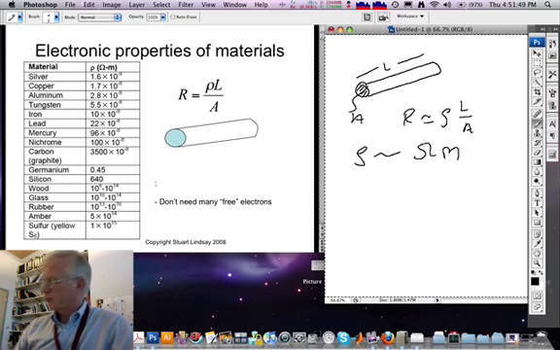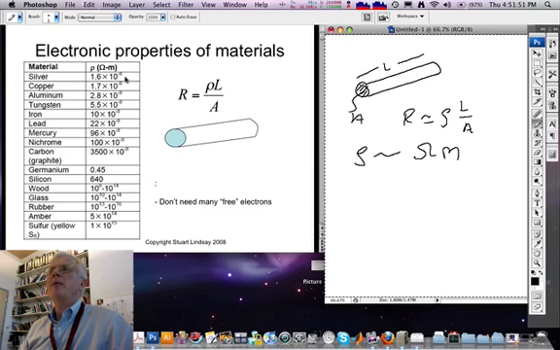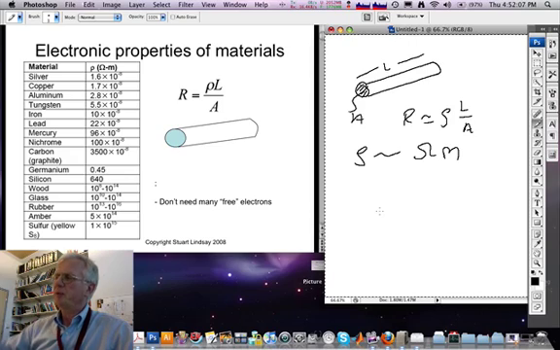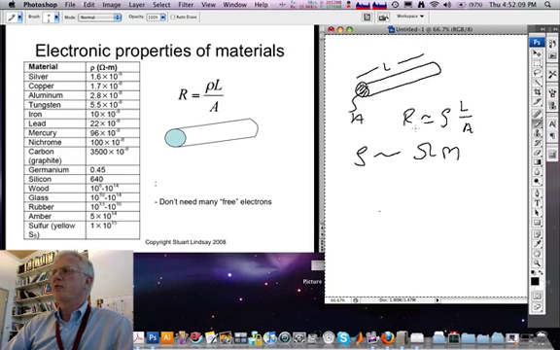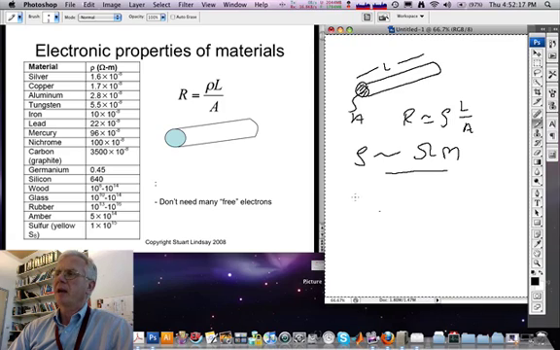Look at the incredible range on this table. All the way from 10 to the -8 ohm meters for some conductors up here, to 10 to the +15 or 16 ohm meters for insulators down here on the table. This is an incredible range. In fact, we'll see this range is controlled by the number of electrons available to transport electricity. It doesn't take many electrons in a solid to carry current.